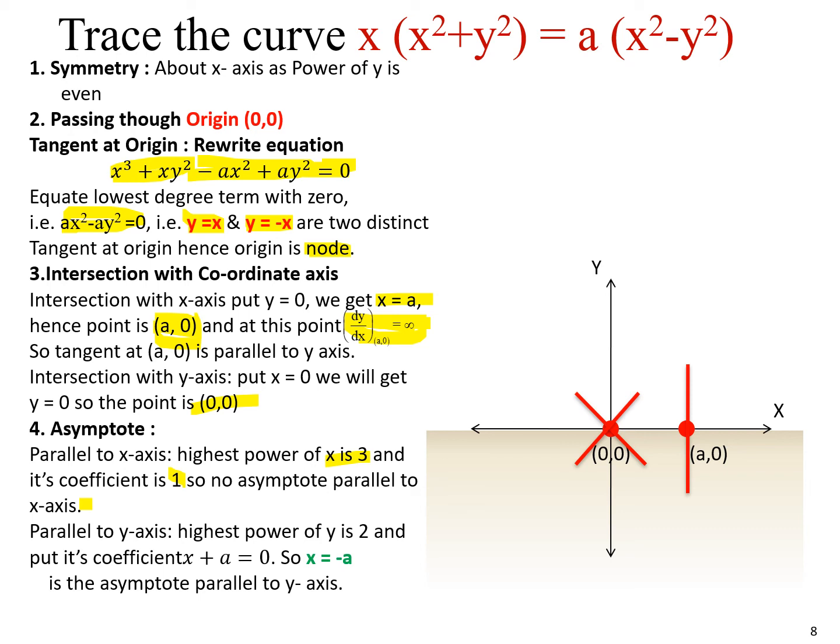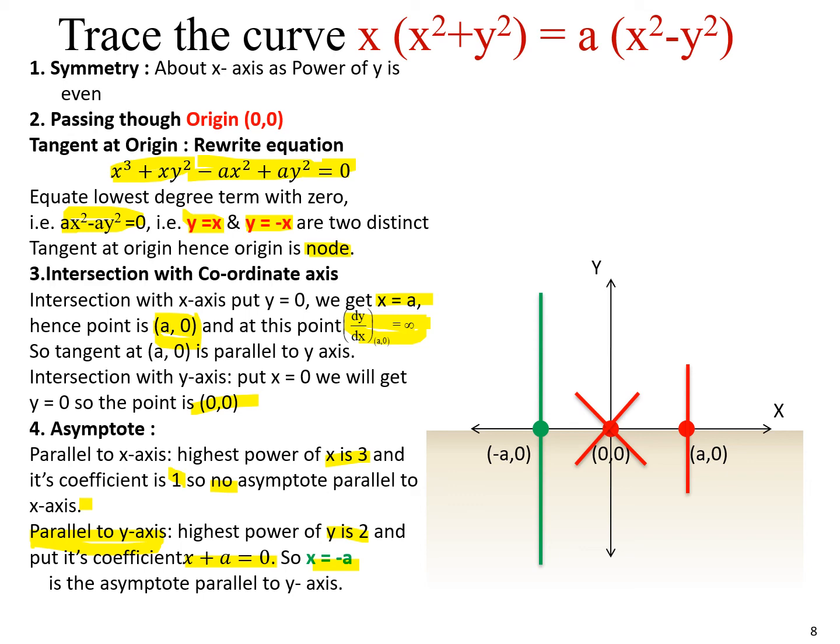Okay. So for the x-axis we don't have any parallel asymptote. Okay, now come to the next term, parallel to the y-axis. So parallel to the y-axis, the y highest degree is 2 and its coefficient is x plus a. So just put x plus a equal to 0. That means you will get x is equal to minus a as your asymptote. So green color denotes the asymptote.